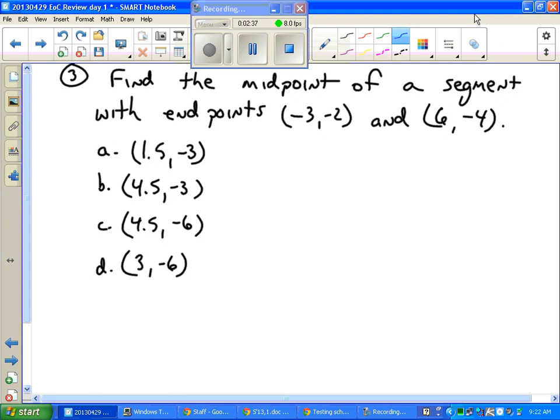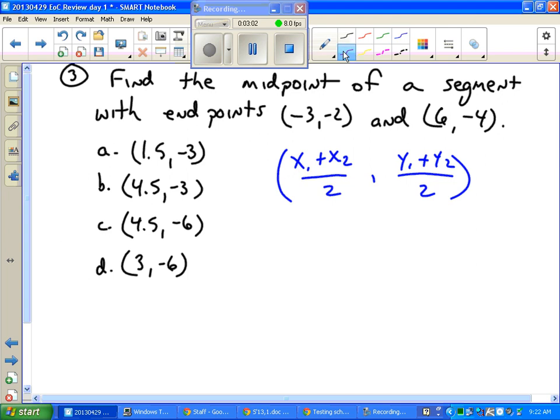Number 3 says find the midpoint. Now there's a formula for midpoint. But all it is, it's averaging your x's and it's averaging your y's. So it's x sub 1 plus x sub 2 divided by 2. Notice we just added the two x's up and divided by 2. The other one is y sub 1 plus y sub 2. Again, adding them up and dividing by 2. If you can't remember that, just remember to average the numbers out.